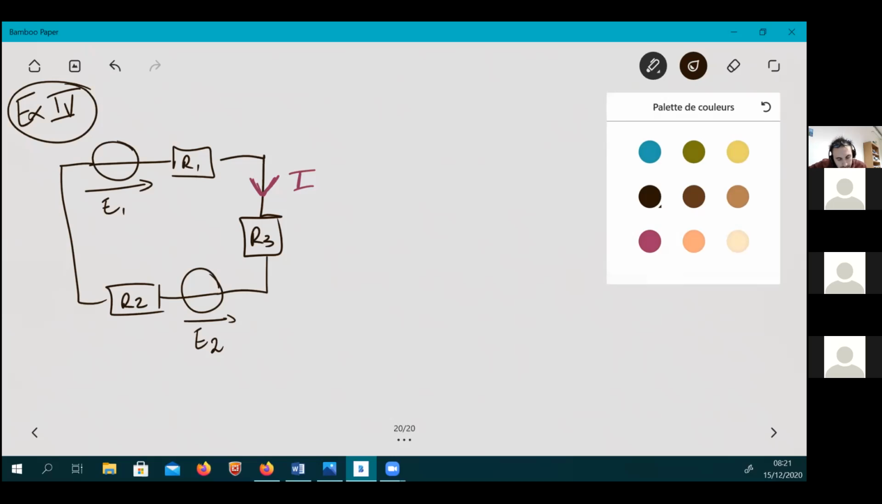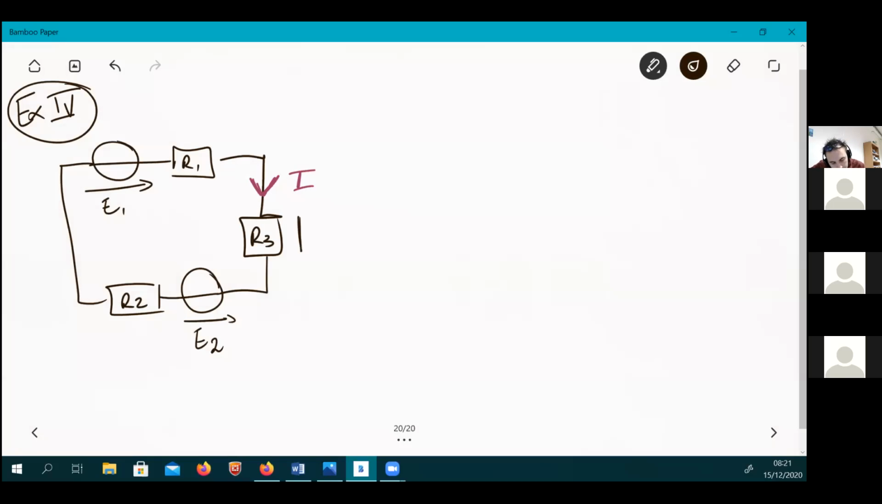You select the convention you want when you draw these voltages. I'm going to use the receptor convention. So I'm going to call this UR3. I'm going to call this UR2. And I'm going to call this UR1. As you can see, each time I picked the receptor convention.